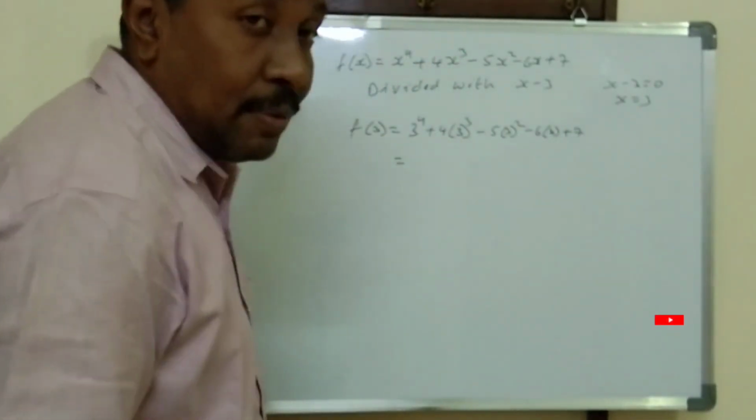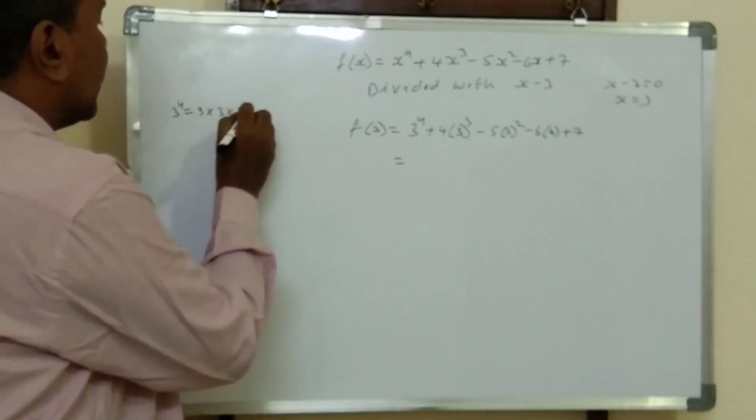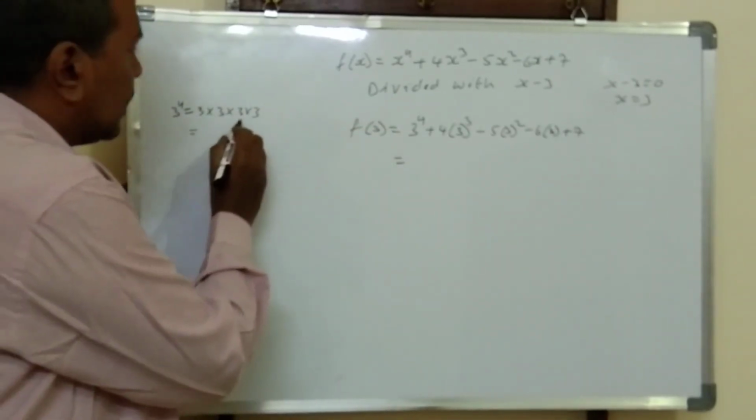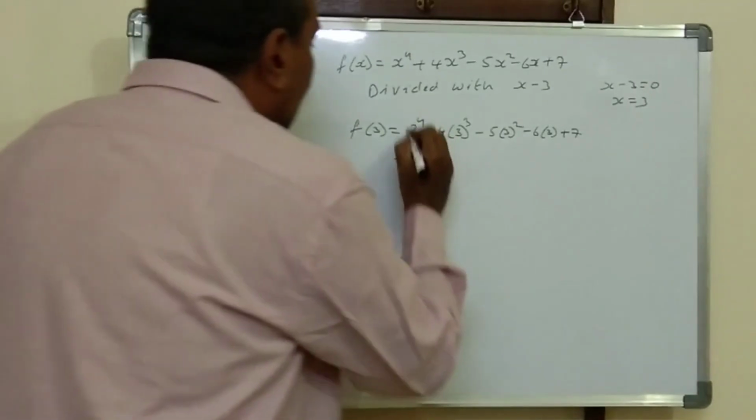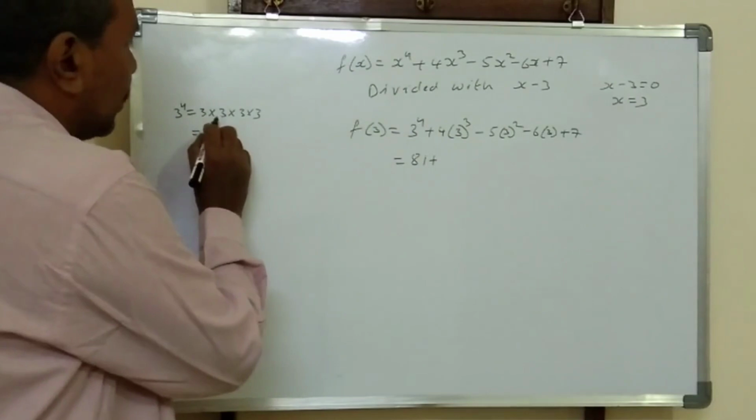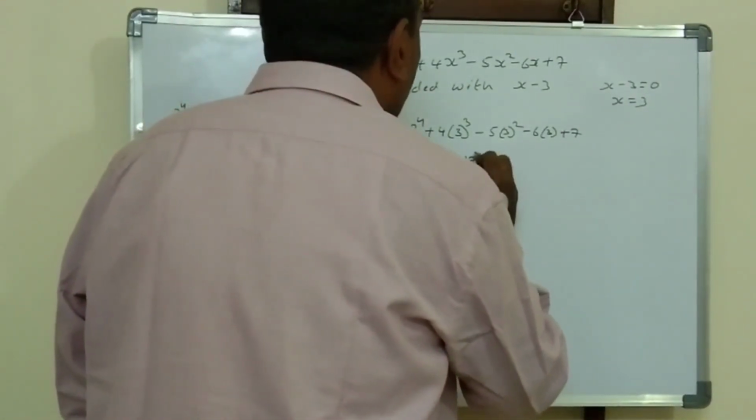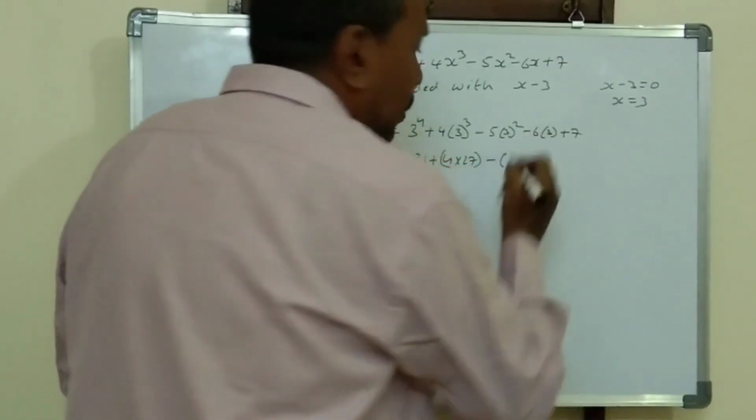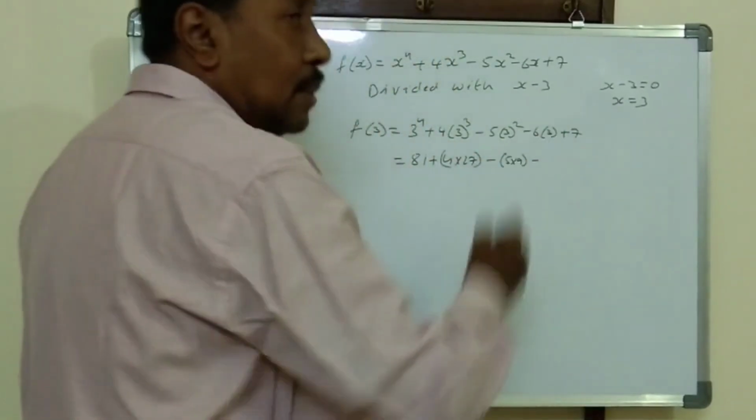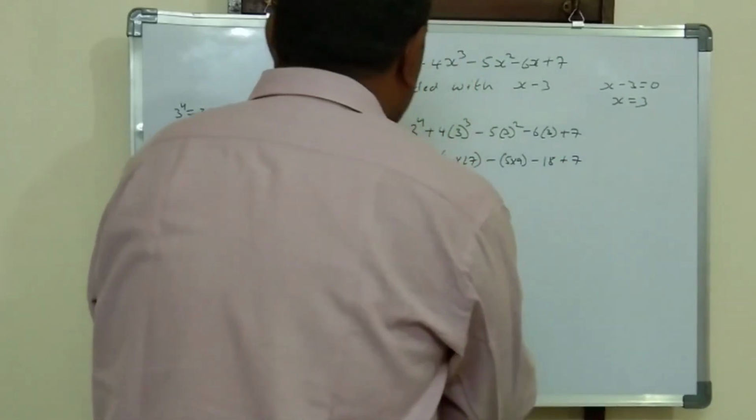So what is the value of 3 power 4? 3 power 4 is equal to 3 into 3 into 3 into 3, 3 multiplied 4 times. 3 3s are 9, 9 3s are 27, 27 3s are 81. So 3 power 4 is equal to 81, plus 4 into 27, since 3 cube is 27, minus 5 into 9, since 3 square is 9, minus 6 3s are 18, plus 7.